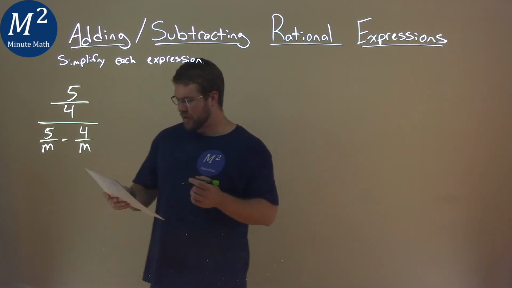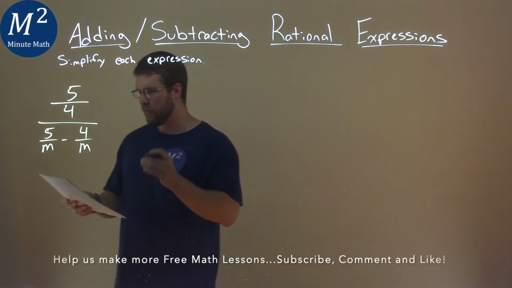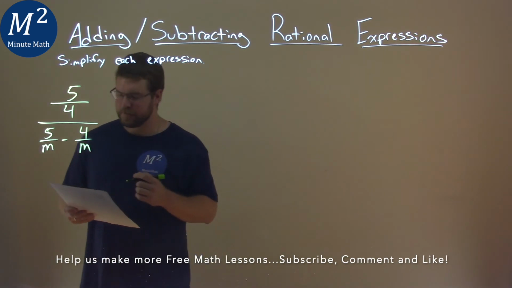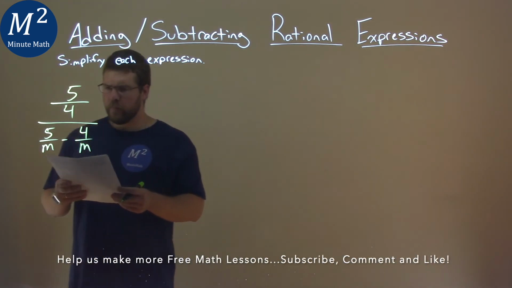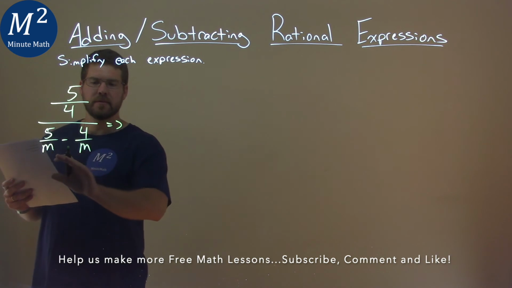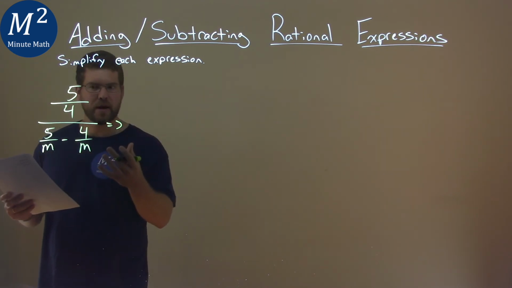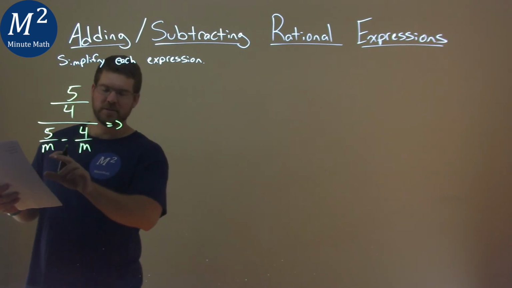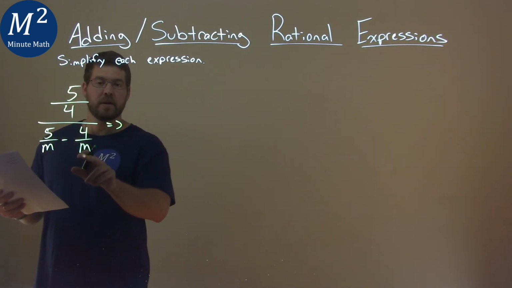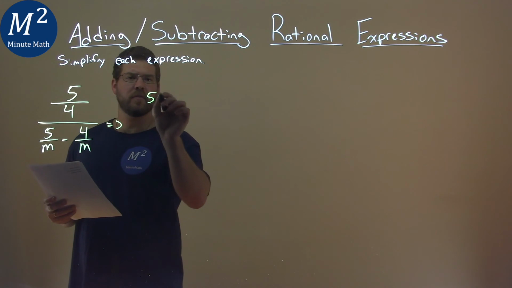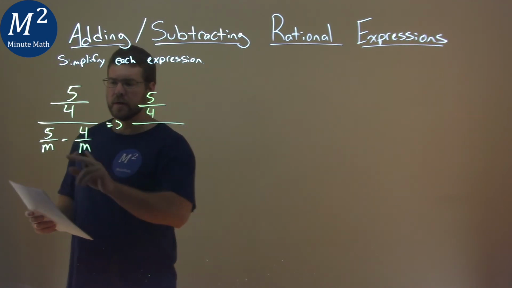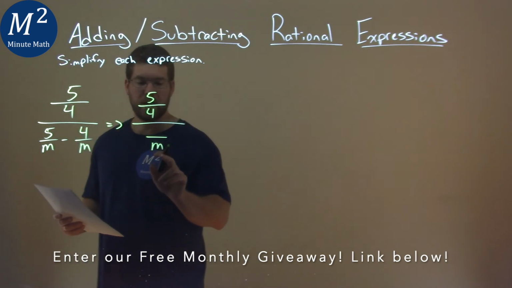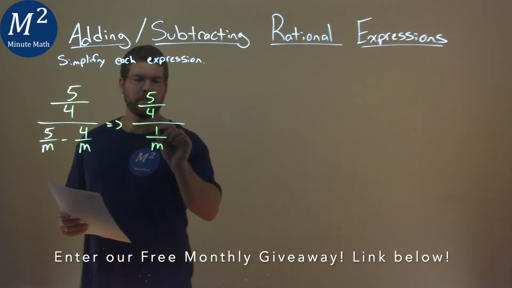We're given this problem right here, 5/4 over 5m minus 4m, and we need to simplify this expression. Well, what I want to do is find common bases and combine those fractions. In the bottom fractions here, we have the same denominator, which is an m, so we can combine that. So we have 5/4 over one fraction with the one denominator m, and 5 minus 4 is a 1.